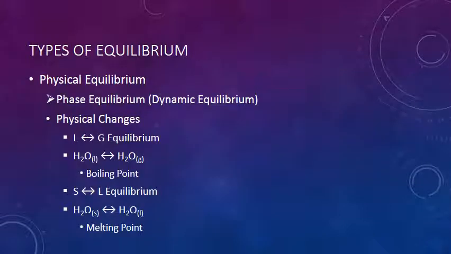That's fine. Now there are different types of equilibrium. In physical equilibrium, we have phase equilibrium, also known as dynamic equilibrium. Think of these as physical changes. For example, when water boils, you've got the liquid phase and the gas phase at the same time. Because it matters. Since you should know your heating and cooling curves by now, we'll just show you one.